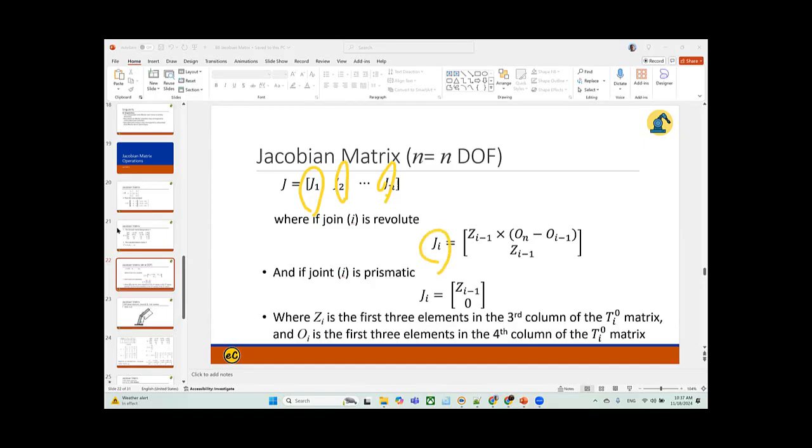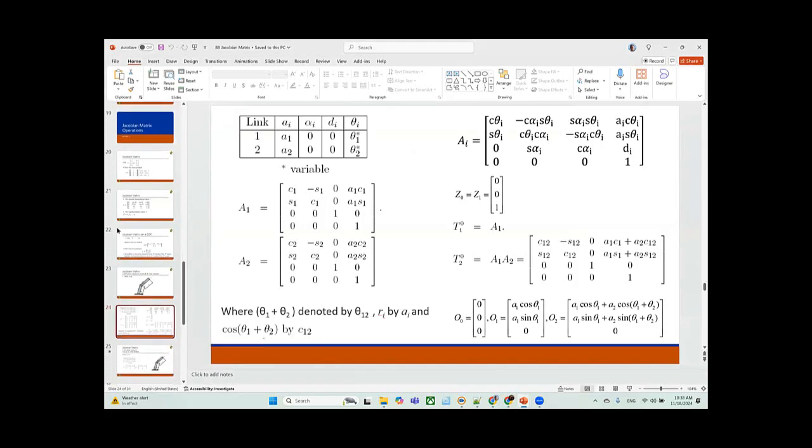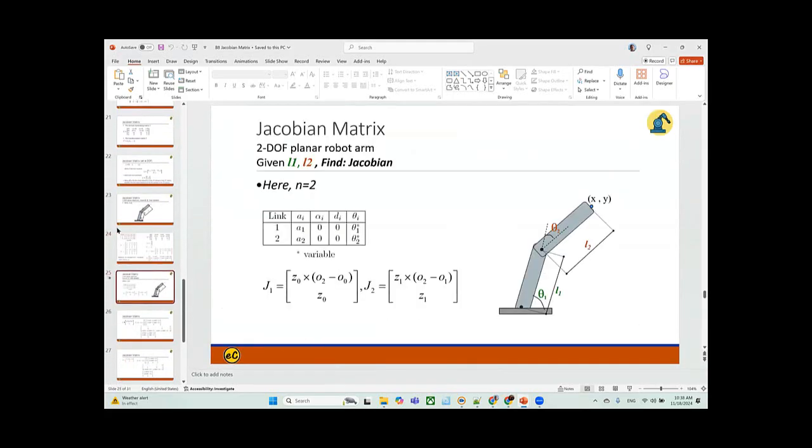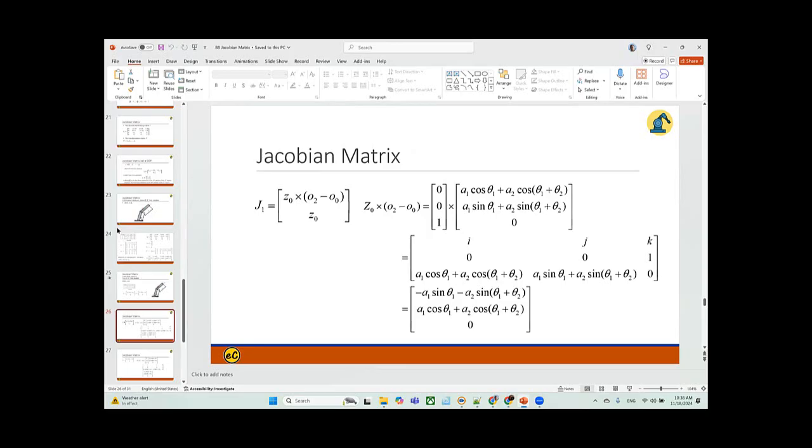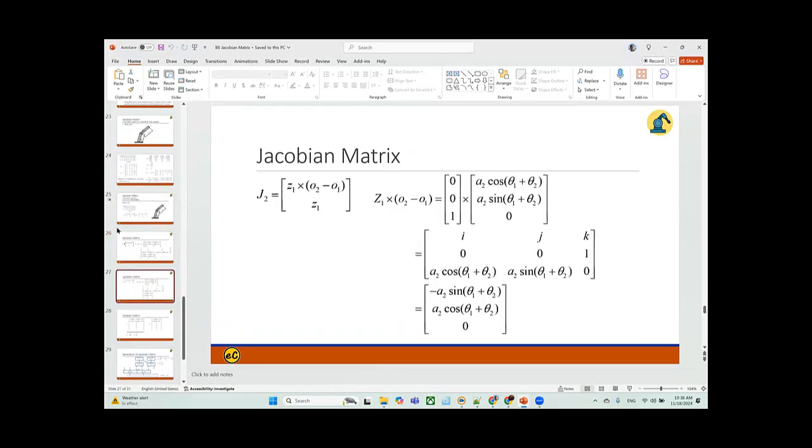And then each column, if it is a revolute joint, you are following this equation. If it is a prismatic joint, you follow this equation. Okay. So for a different kind of joint, the Jacobian is different. You have to see if it is a revolute joint or a prismatic joint. And then based on the equation, you calculate the matrix. And that will give you the Jacobian matrix.